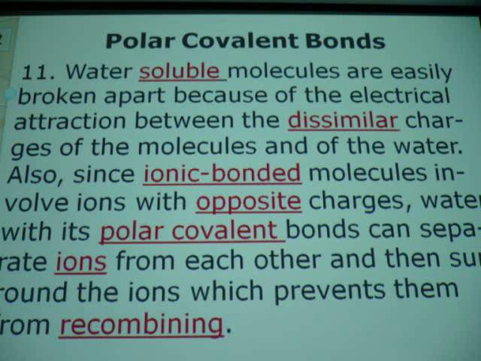I would have made it 2 slides, but I'm afraid I might lose my train of thought. I did that, so I won't keep it on 1 slide. Once again, remember now, water is a polar covalent substance. Right?